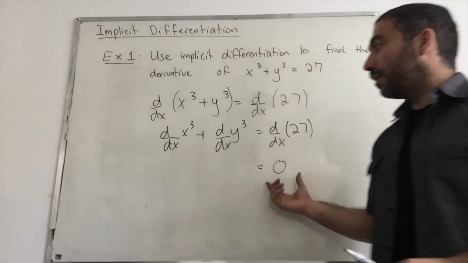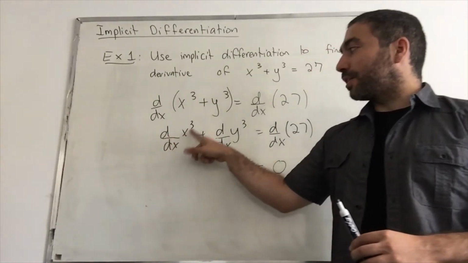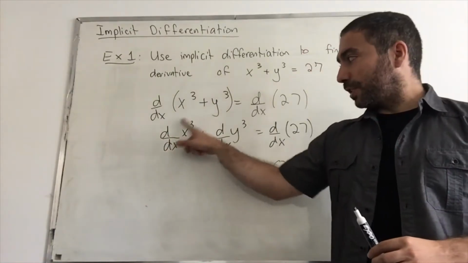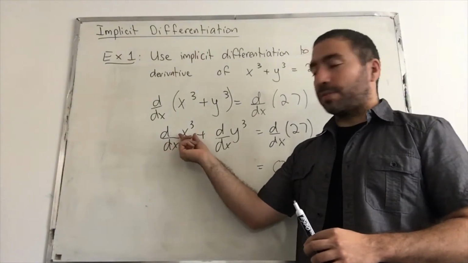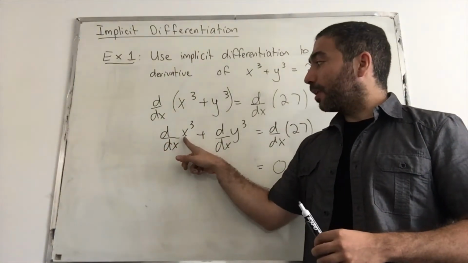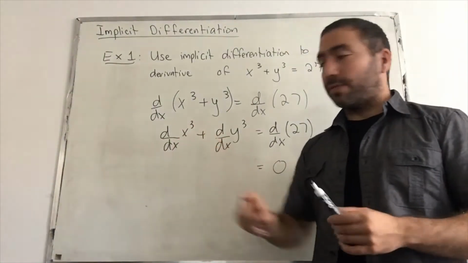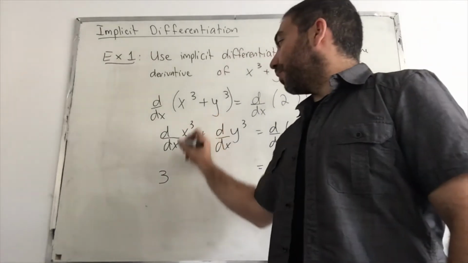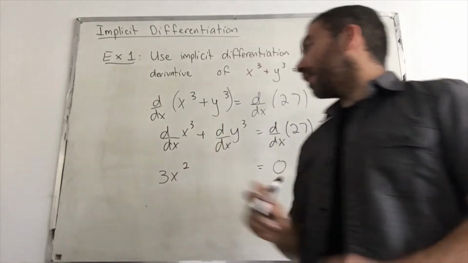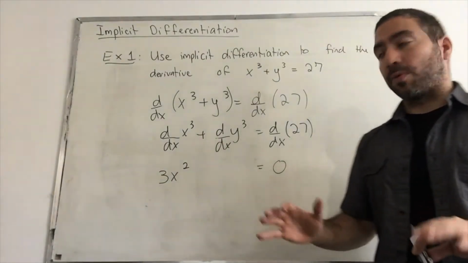Good. Let's take the derivative of the left side now. If we're taking the derivative of x cubed with respect to x, if we focus just on x cubed, this is expressed in terms of x, so this is good. So we just apply our normal power rule. So the derivative of x cubed, we know from the power rule, is we drop the exponent 3, we rewrite x, and subtract the exponent by 1, so 3x squared. This is done, no problem.